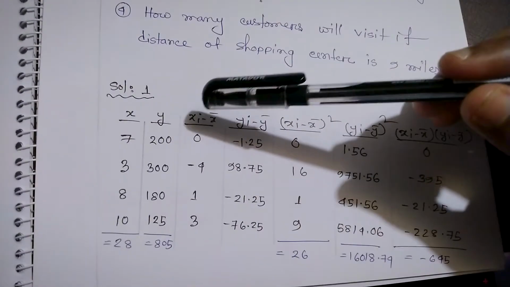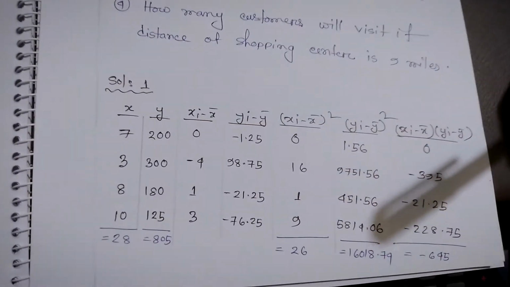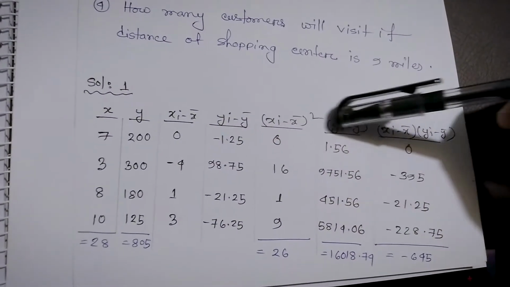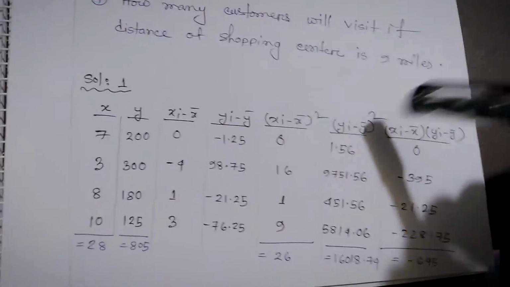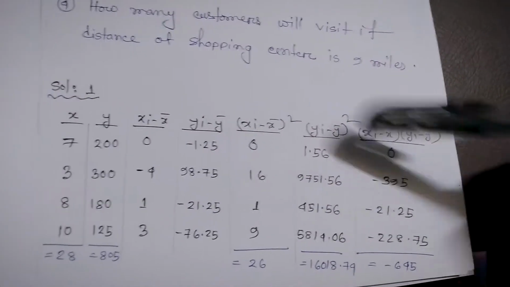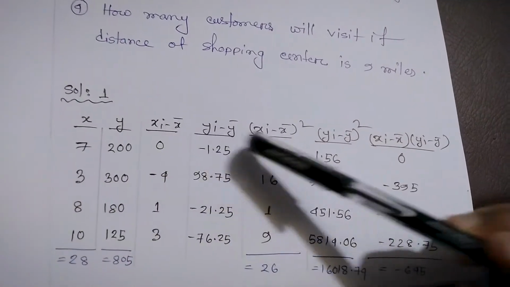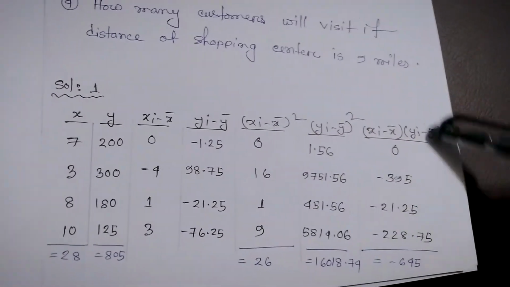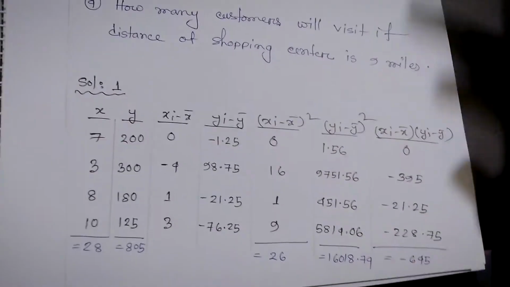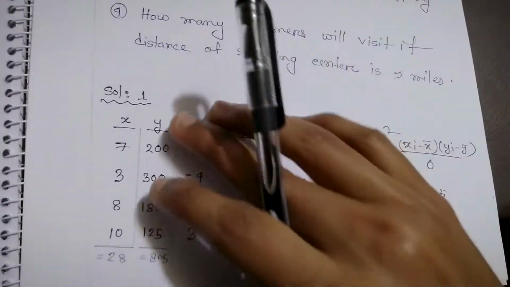So as usual, you need to find xi minus x bar, yi minus y bar, xi minus x bar whole square, and yi minus y bar whole square. And also to find r, you need to find xi minus x bar times yi minus y bar. So these 7 things are always needed when you are finding linear regressions, and also if you want to find the value of r.